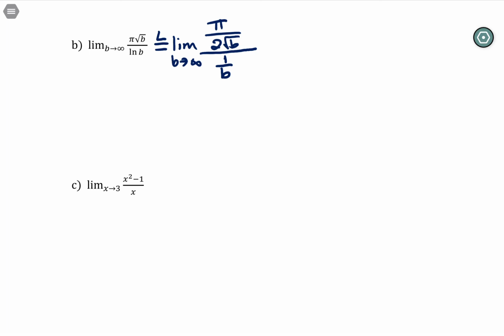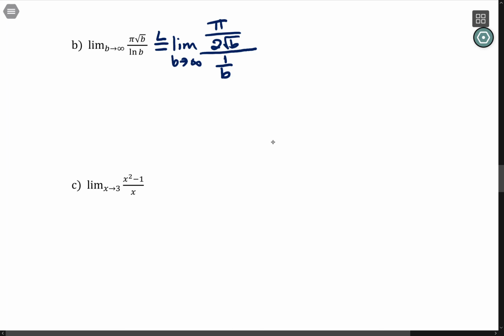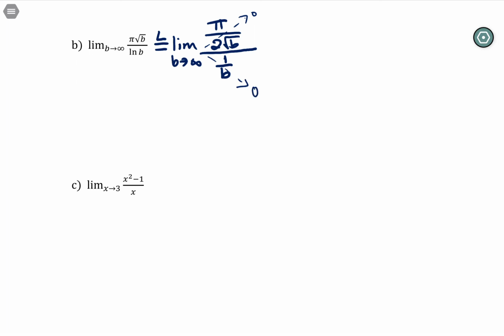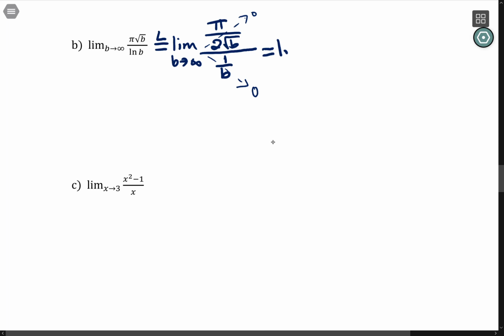And now if I let b go to infinity, what I'm seeing is that the top is a fraction, so the bottom gets really big. This goes to 0. And the same thing here, as b gets really big, this goes to 0. So it actually still is an indeterminate form, but this is an indeterminate form that algebra can work on. So I'm going to go ahead and do a little algebra.